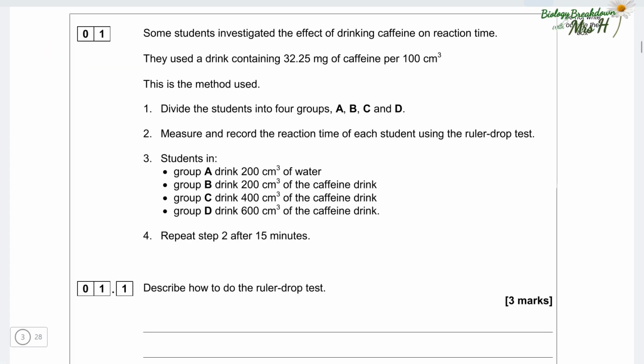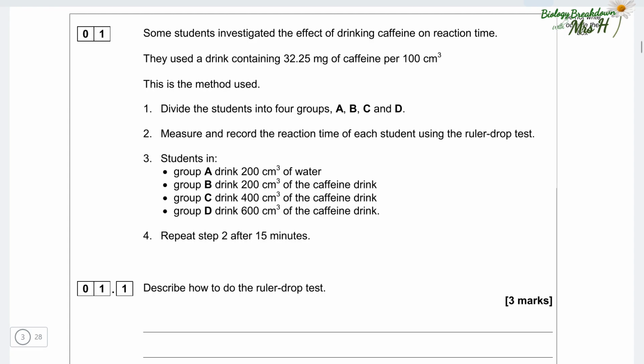Number 1. Some students investigated the effect of drinking caffeine on reaction time. They used a drink containing 32.25 milligrams of caffeine per 100 centimeters cubed. This is the method used. 1. Divide the students into 4 groups, A, B, C and D. 2. Measure and record the reaction time of each student using the ruler drop test.